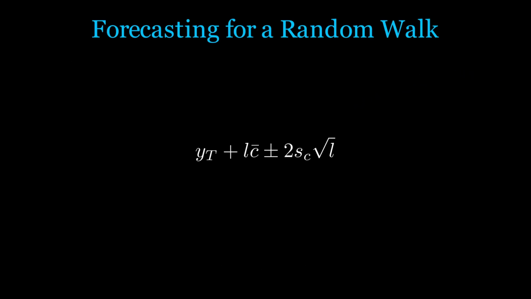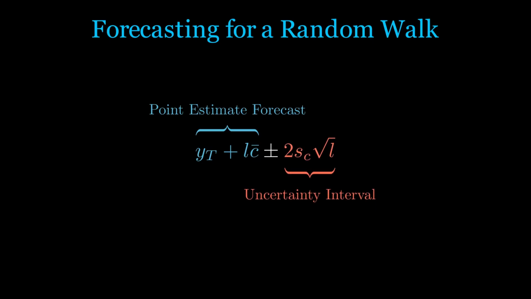Of course, a point estimate is not always accurate. Sometimes we want a prediction interval to give us a range of values within which the true value is likely to lie. This formula gives us our approximate 95% prediction interval. The first part is the point estimate forecast. The second part is the uncertainty term, where 2 is the approximate critical value for a 95% confidence level, and SC is the standard deviation of the white noise terms from time 1 to capital T.